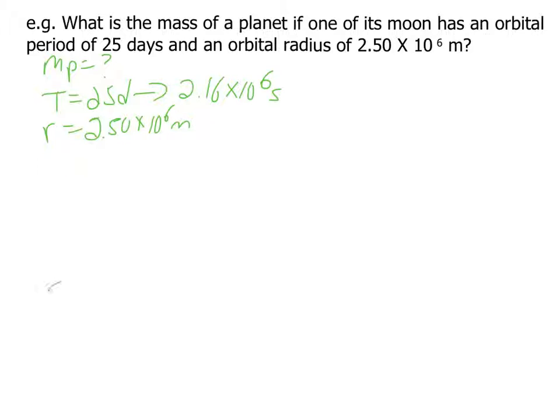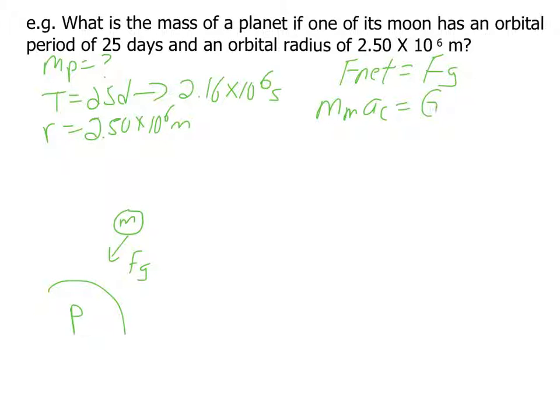So again, with our free body diagram, here's our planet, here's our moon, and the only thing on the moon that affects it is the force of gravity. So F_net equals the force of gravity. So F_net is the mass of the moon times the centripetal acceleration equals big G, mass of the moon, mass of the planet, all divided by r squared. First thing we notice is the mass of the moon gets cancelled out. And now we are asked to find the mass of the planet.